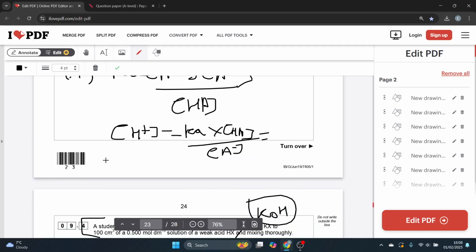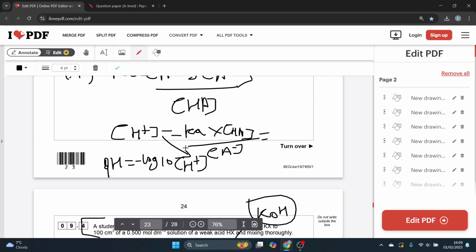But I'm not done there. I want the pH, and pH is minus log 10 of the concentration of H plus. Therefore, whatever I got in the calculator, I say minus log 10 of my answer. I get pH as 4.242, which is wrong. So I did something wrong.